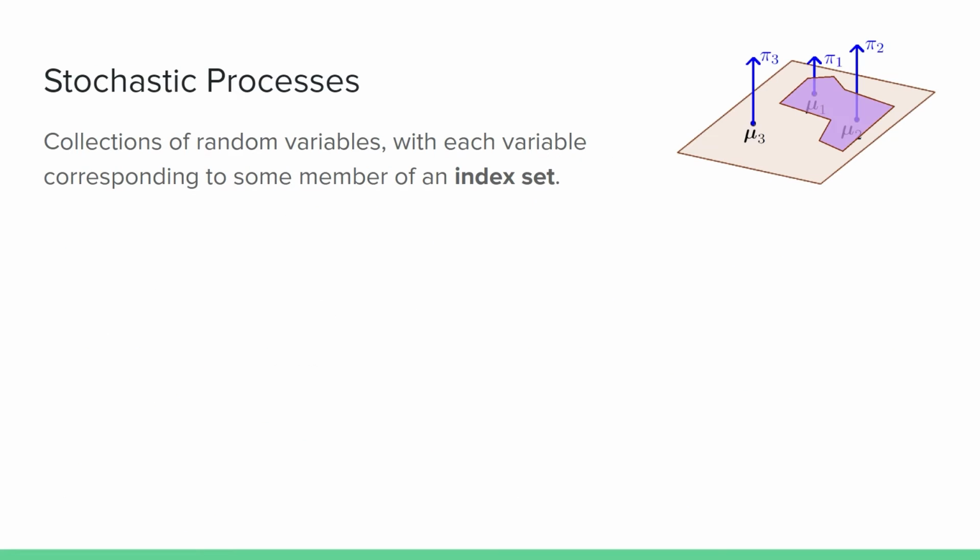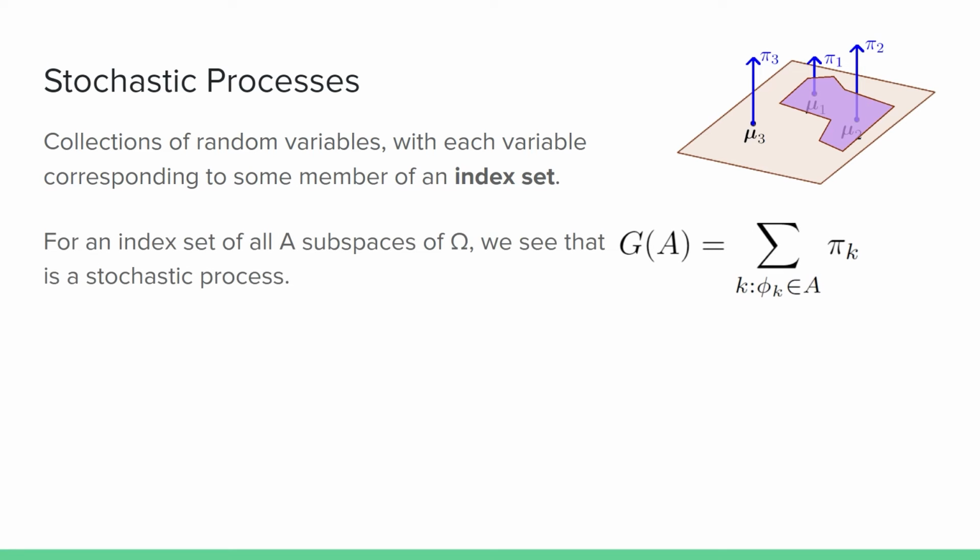So this G is actually a stochastic process, which is like a collection of random variables associated with an index set. For example, the stock market is like a stochastic process associated with the index set of time. So if you fix a moment in time, I can give you a random variable, like a bell curve, that represents how the value of a stock will be distributed at that moment of time. In our case, picking the index set as all possible subspaces A in omega from before lets us define our stochastic process G of A as a function that takes in some subspace A and outputs a random variable representing how the sum of the pi measures within A is distributed.